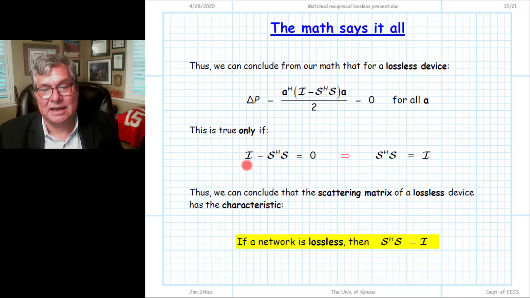A lossless device must have a scattering matrix which satisfies this equation. We can rewrite this in a form that is probably an easier way of stating it: when we take the Hermitian transpose of the scattering matrix and multiply it by itself, the result must be the identity matrix, whose size is the same as the scattering matrix, n by n, where n is the number of ports of that device.